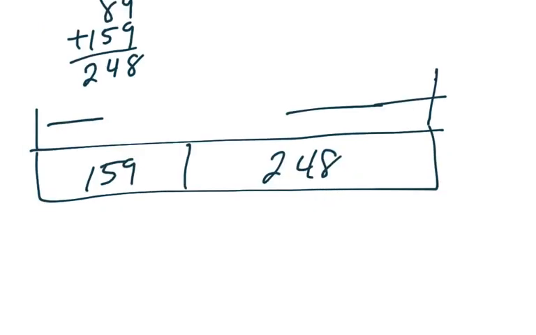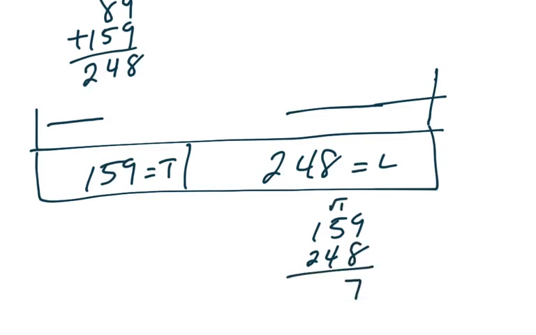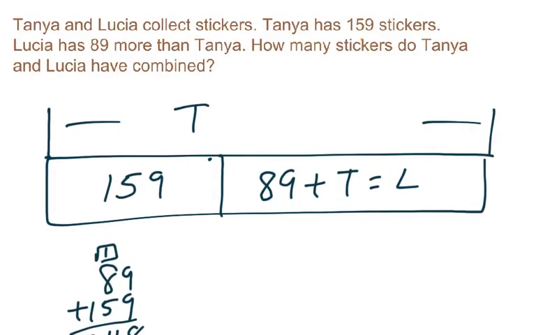Now for us to find a total, we're going to add up 159 and 248. Remember, this is Tanya and this is Lucia. So 159 plus 248, that's 7. Regroup, that's 10. Regroup again, that's 4. So 407 stickers for Tanya and Lucia. And that is the end of our lesson on strip diagrams for addition.